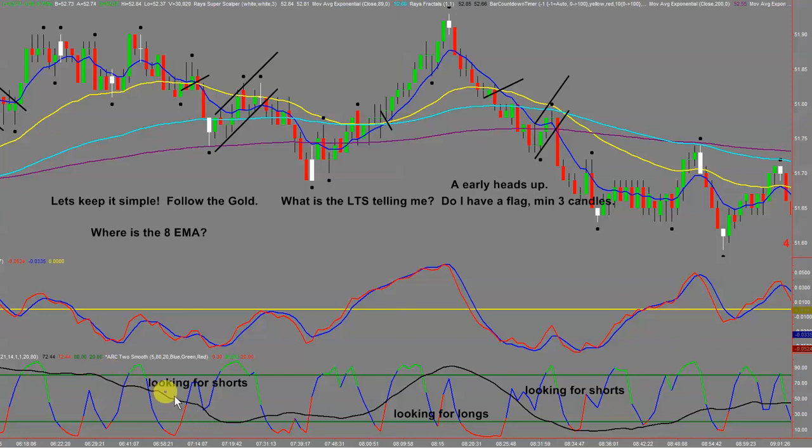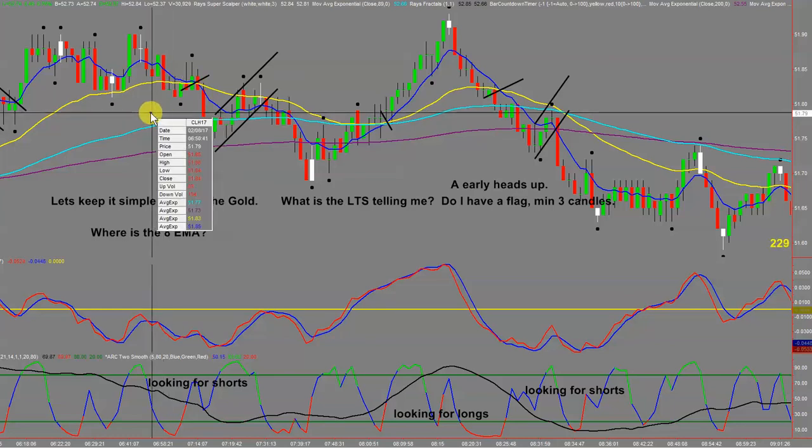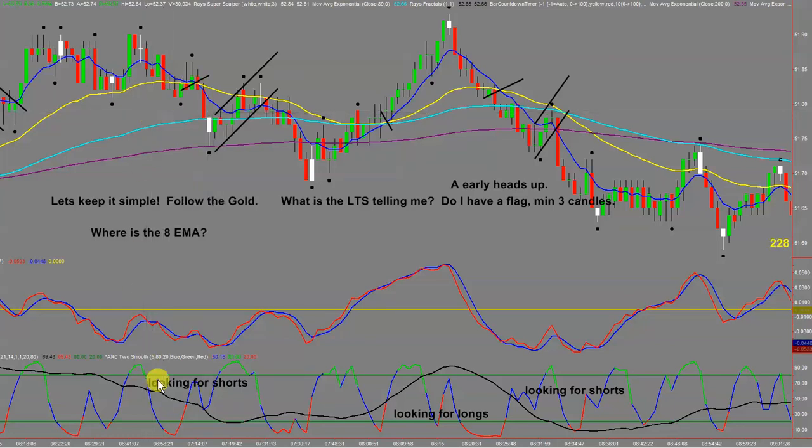All right, so I'm looking for shorts, and we can see here then the 8 crosses through. You've got there a T10. Now ideally, by the way, with a T10 I prefer to see it as a lower high. So I prefer a T10 to be a lower high, to be down here, but you'll see they do work off T7s, off your double tops and double bottoms. So we're looking for shorts.